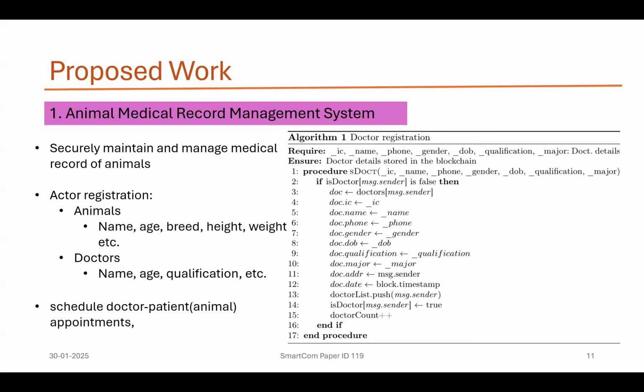The main aim is to maintain the medical records securely. This process starts with registration of the actors. Here the actors are animals and doctors, or maybe the sanctuary staff, or the national park, wildlife or animal shelter staff. Once the animals and doctors are registered, this module provides a feature to schedule an appointment between the doctor and the animals. By this, even if the doctor is far from the shelter, they can see the medical report of the animal and recommend medicines for better treatment.